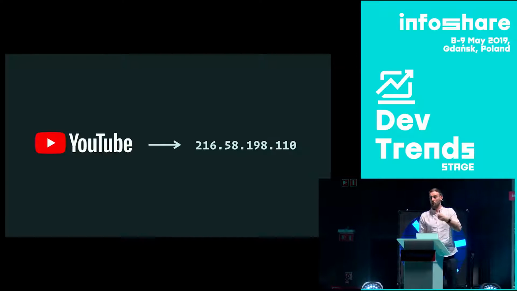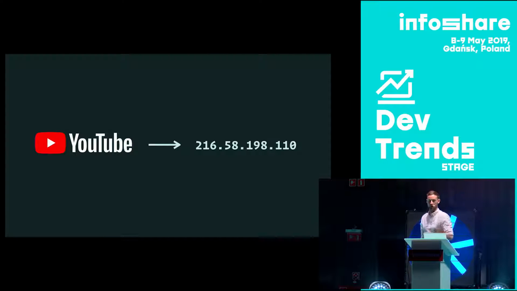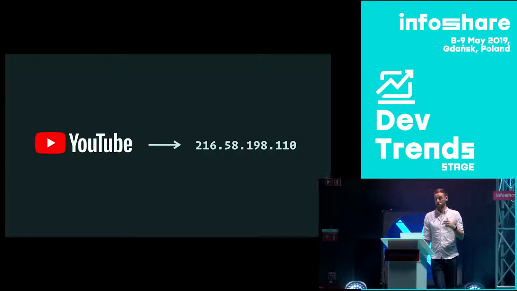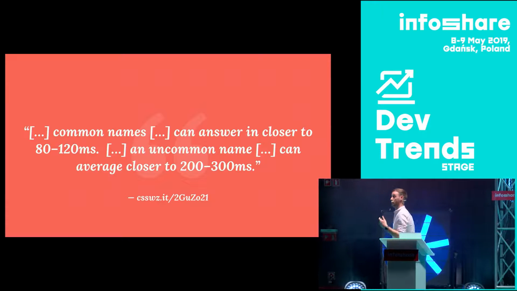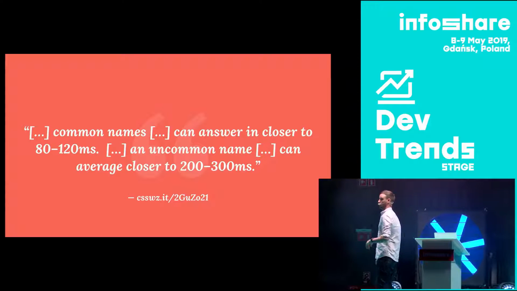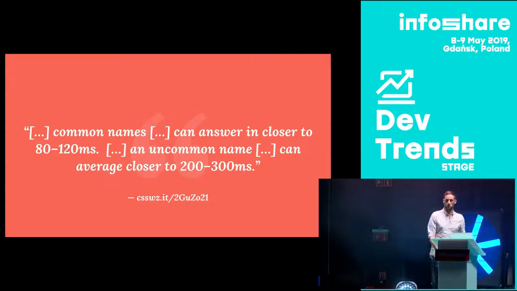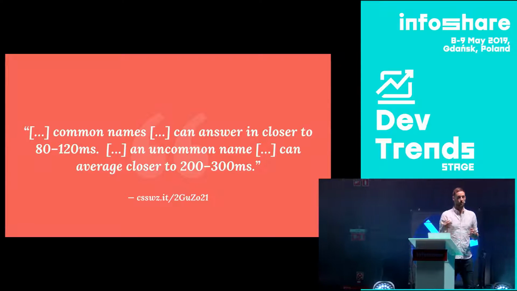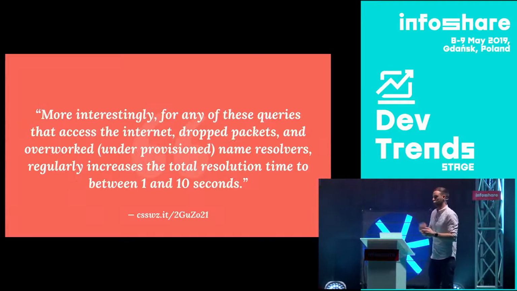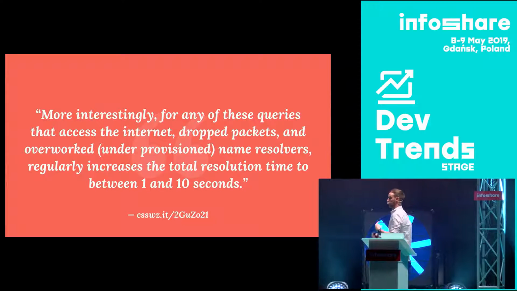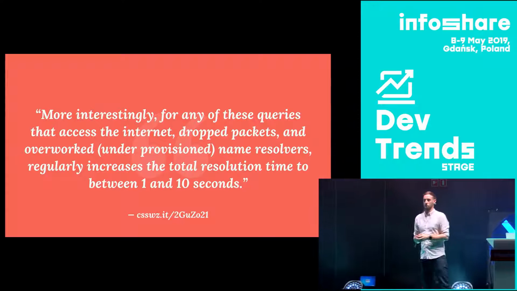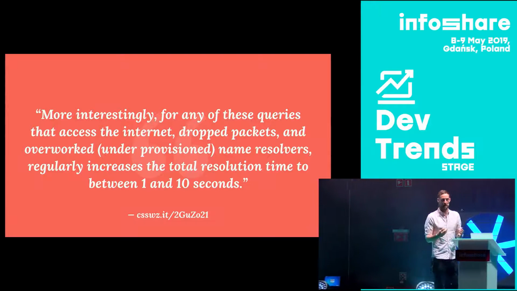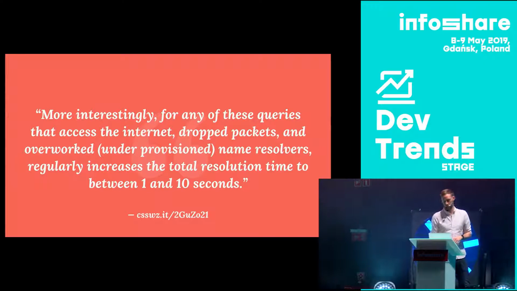Now, when we talk about DNS lookups, they're usually fairly fast, but I did some research. Common names can answer in closer to 80 to 120 milliseconds. An uncommon name may be more like 200 to 300 milliseconds. But more interestingly, very uncommon names that have to go across the internet through high latency or packet loss connections, go through inefficient resolvers, we can be looking at up to 10 seconds just to find out the IP address of a domain. That's way too much time.